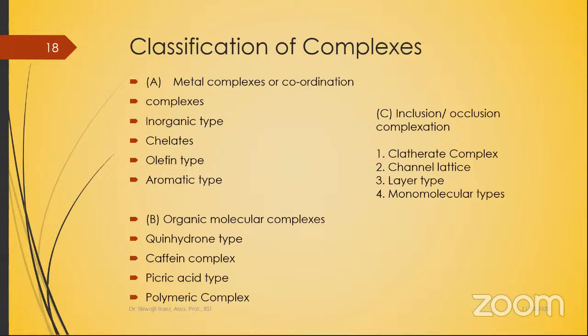And the third one, inclusion complex, is also subclassified into 4 groups: clathrate, channel type, layer type, and monomolecular inclusion type. This is the classification of complex. Now here, one by one, we will discuss them.